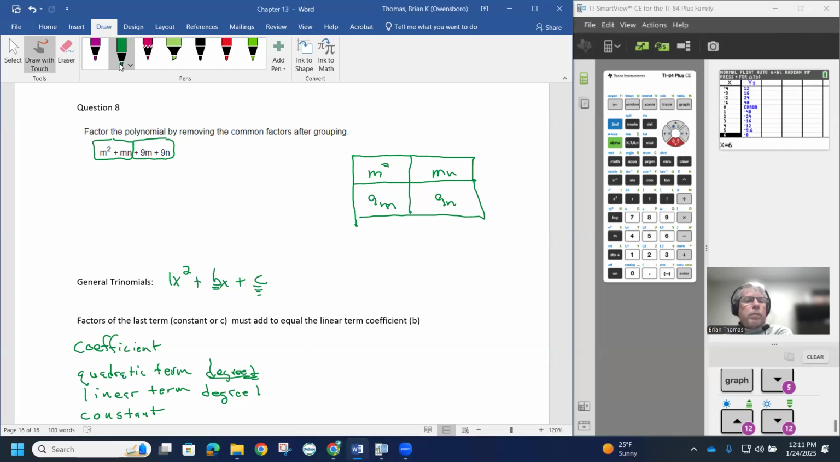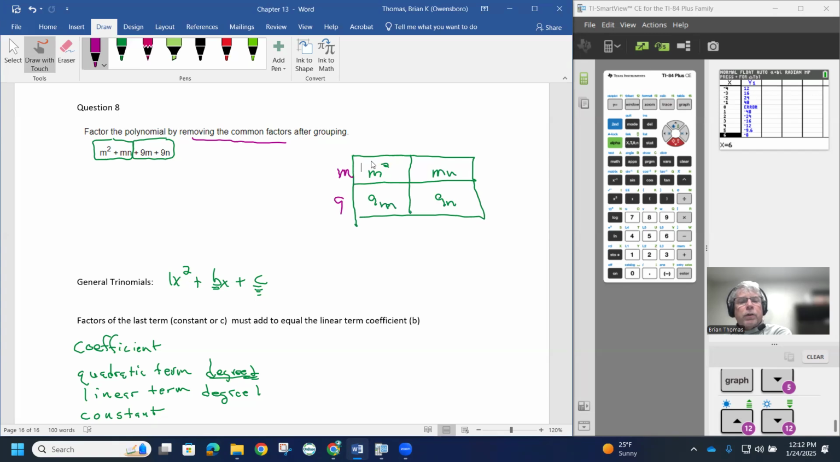So using the box method, notice how it says removing the common factors. So we look at this top row and ask ourselves, what do the m squared and mn have in common? Well, this has two m's, this has one m, so they have a common factor of m. So I pull the m out. And then I look at the bottom row. What do a 9m and a 9n have in common? Looks like they both have a 9 in common, so I can pull a 9 out.